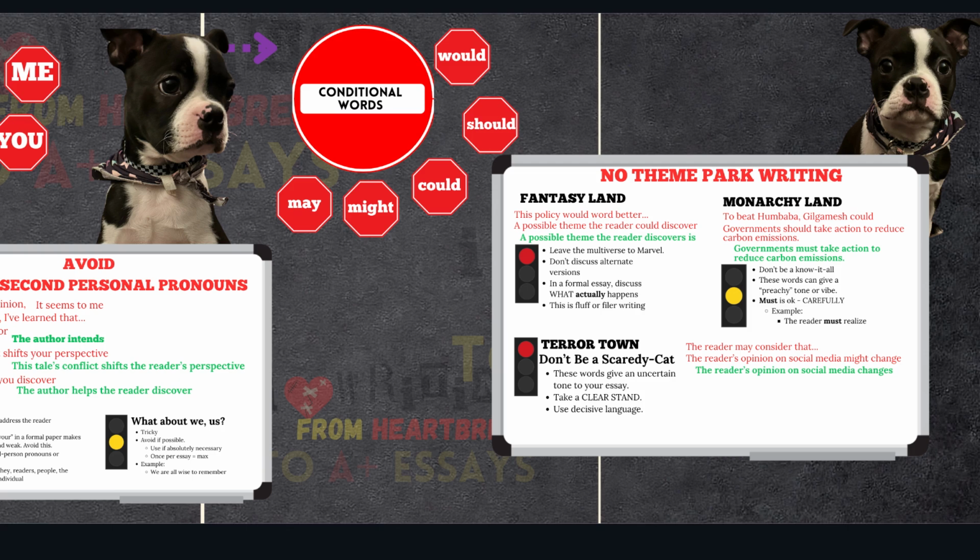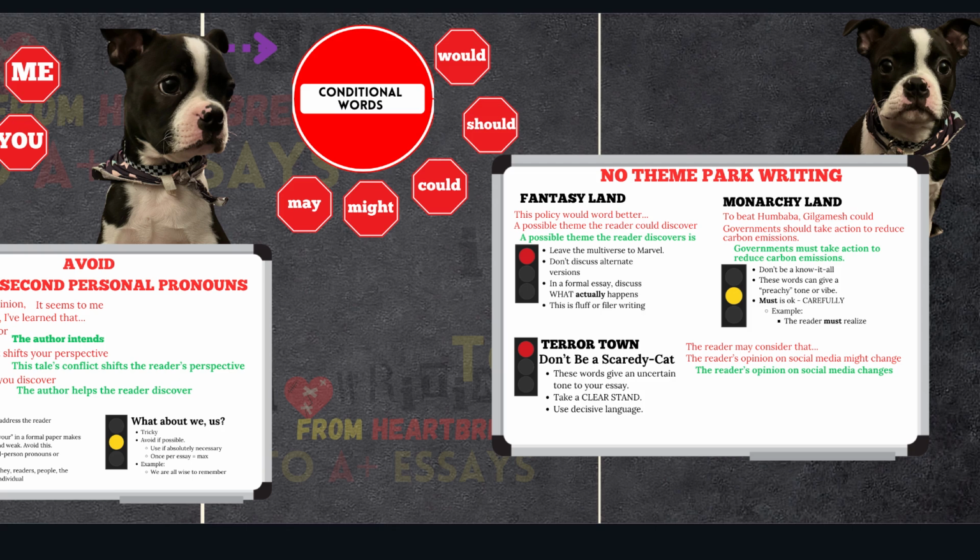You don't discuss the alternate versions that could be or would be in your essay, or might be or may be. You want to discuss what actually happens in your article. And frankly, when you use would, could, should, may, or might, that is just fluff or filler writing. So instead of saying "a possible thing the reader could discover," how about saying "a possible thing the reader discovers"? Once again, you're trying to avoid being weak and uncertain.